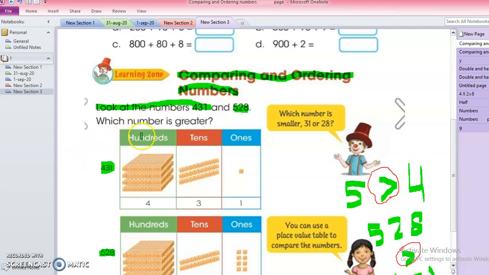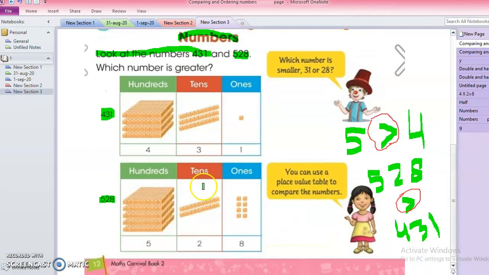Which number is greater? If you look at the figures, you will count first the hundreds: 1, 2, 3, 4, and you write 4 here. Then you check how many tens there are: 1, 2, 3. 3 tens are there, and only 1 one. So we write 400, then 3 tens, then 1 to make it standard form. Then we check the second figure and count its hundreds: 1, 2, 3, 4, 5. There are 500, 2 tens, and 8 ones. So it's 528.